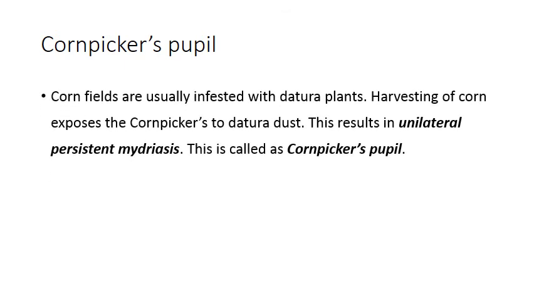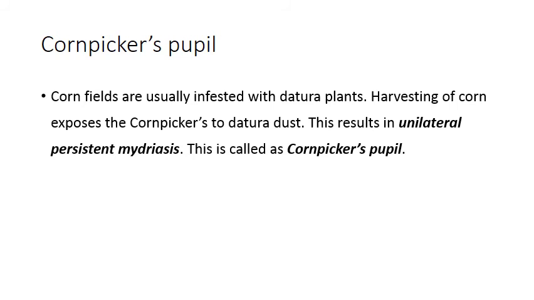That is, usually the corn fields are infested with these datura plants, and harvesting of this corn exposes those people who pick the corn, who are called corn pickers, to the dust of datura, also called the pollen of datura, and this produces unilateral persistent mydriasis. This is called corn picker's pupil.